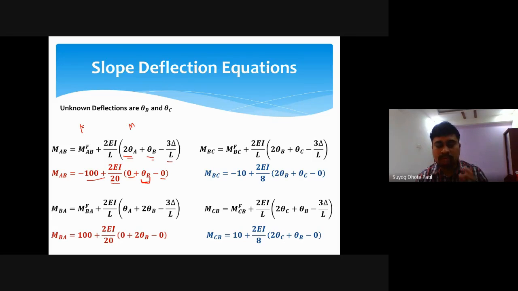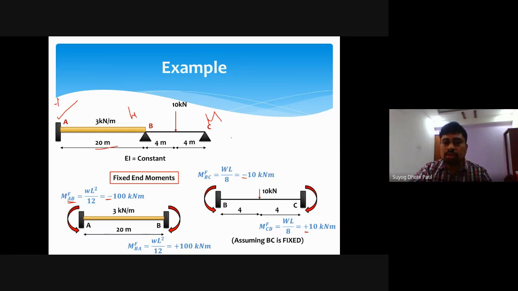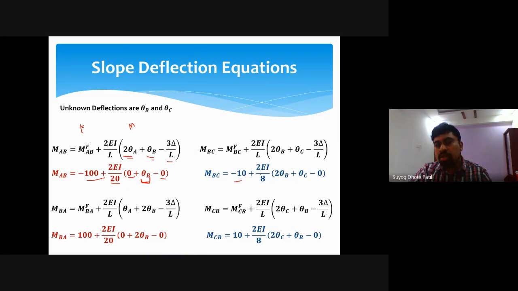Now similarly for BC and CB. For BC, again MFBC uses 2EI by L and this equation. So MFBC is calculated as minus 10. In this equation, again, rotation at B and rotation at C is possible. That's why these two terms are present, whereas displacement is not possible. Again, hinge support is there, so displacement is not possible, so the displacement value is 0.